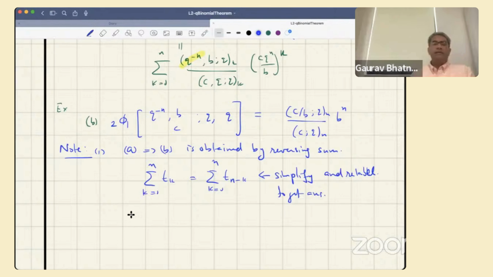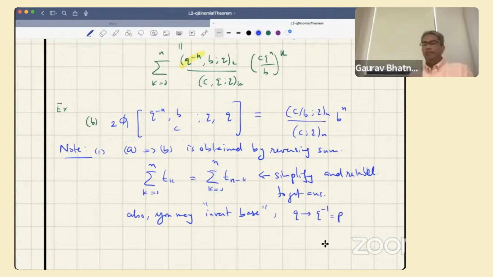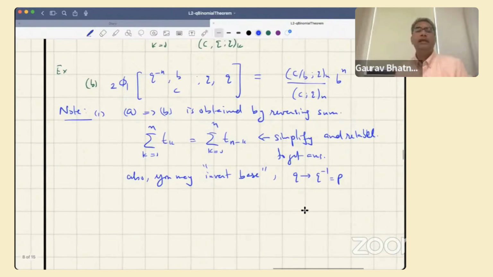Another possibility is also you may invert the base. Now, when it's a finite sum, then q less than 1 is not necessary. So you can replace q by q inverse. So take p and then write the sum again, and then you'll get the same thing. So I'll add an exercise about inverting the base, and this will follow.